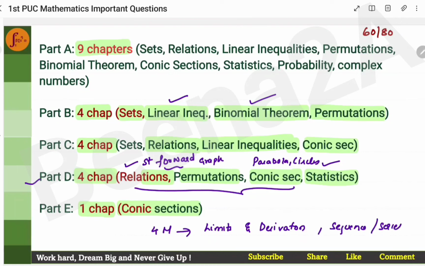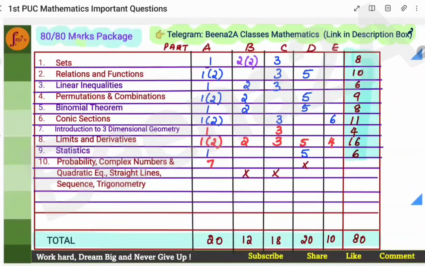If you prepare for these 2 chapters or one of these 2 chapters, you can get 4 marks. Now we will look at chapters that can give 80 out of 80, right? Again, this is my own set of recommendations or own ideas. You can have your own combination of chapters based on which chapters you feel are easier and simpler.